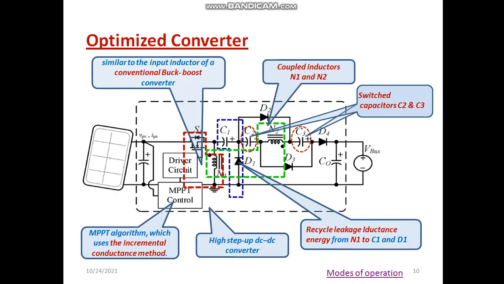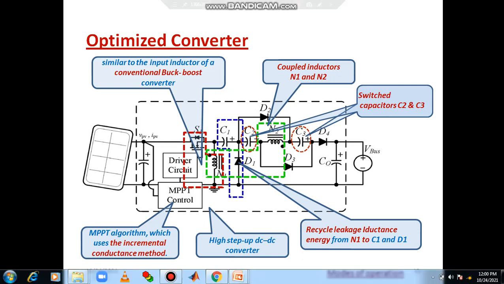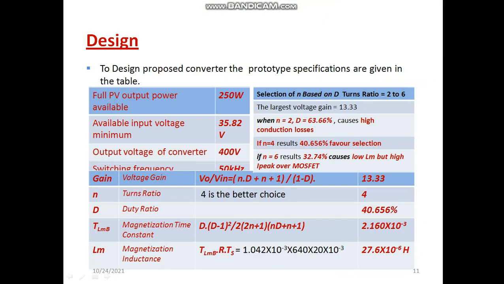Then what are the major components of the power converter? You can see it's a high step up DC to DC converter. PV panel is the source, and we can see the DC link capacitance, and this will be the DC bus. You will be boosting up the voltage from lower level to higher level by using both the switched capacitors, C2 and C3, and N1 and N2. By using the coupled inductors and switched capacitors, you will be able to boost up the voltage for the requirement. These are the things which I discussed in the last session.